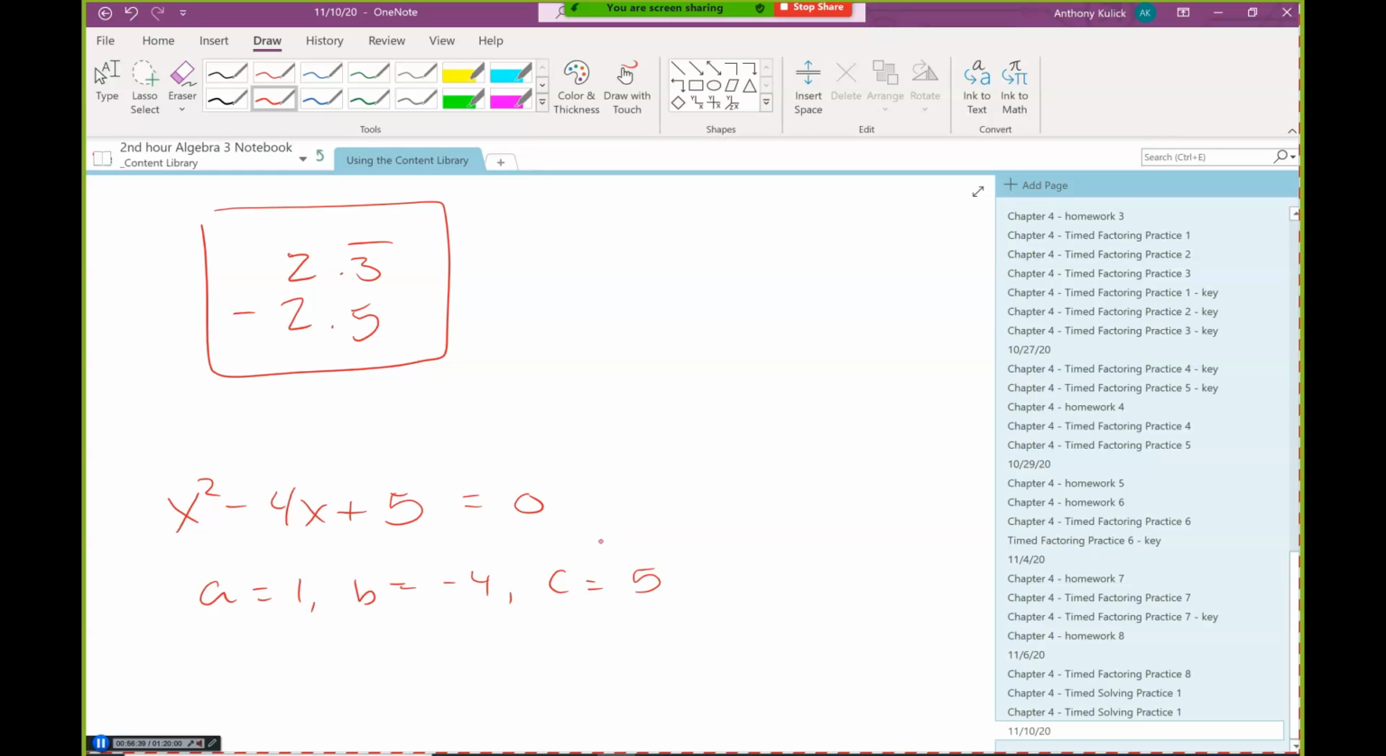And now if you rerun your program on this problem, you should get 2 plus I and 2 minus I. Yep, you should get 2 separate answers. Correct.